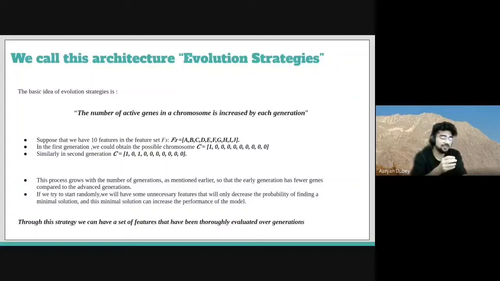Through this strategy, we can have a set of features that have been truly evaluated over the generations. This particular idea of evolutionary strategies is inspired by the NEAT algorithm, that is, the NeuroEvolution of Augmenting Topologies. Here they evolve the neural networks, that is, the structure of the neural networks. So we take this idea from there, and some concepts of evolution, to evolve our architecture here.